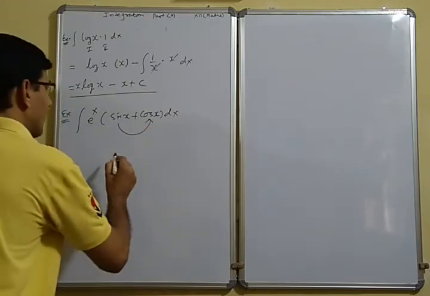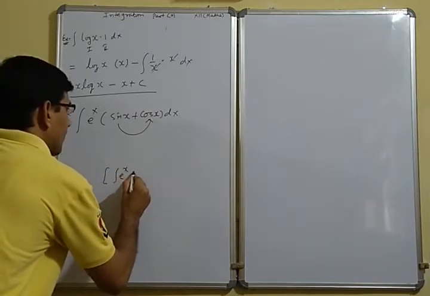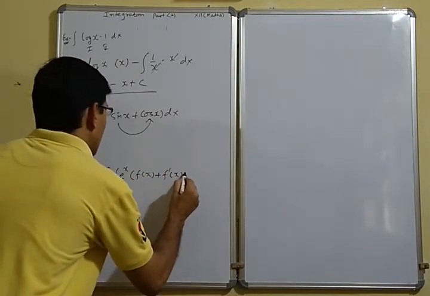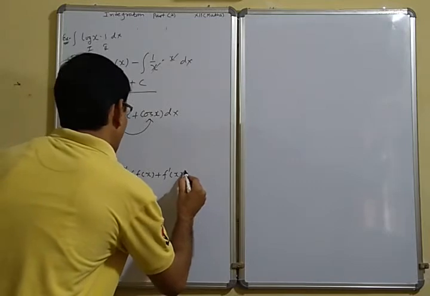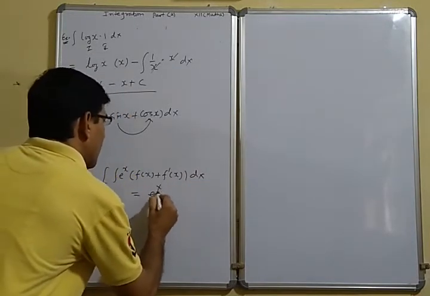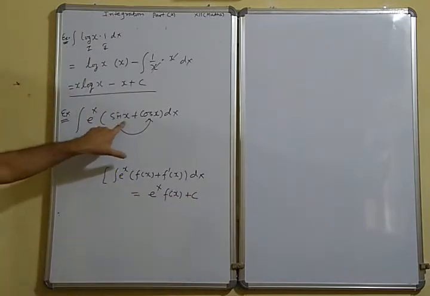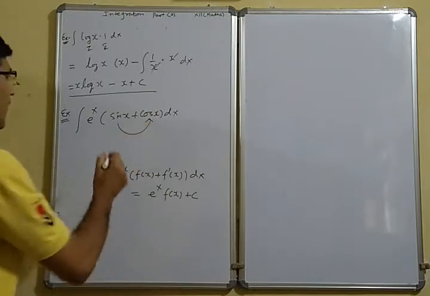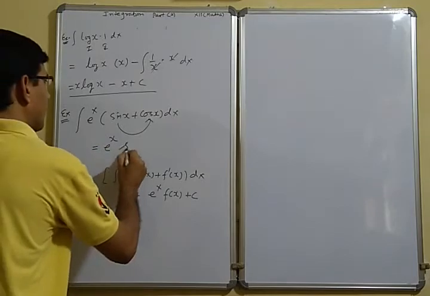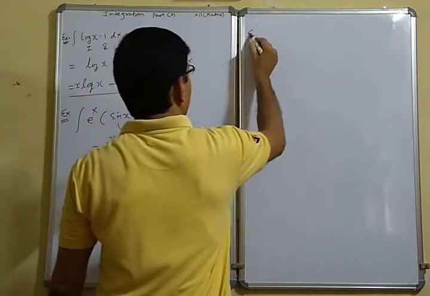Differentiation of sin x is cos x. So here we will mention the identity integration of e raised to power x fx plus f dash x dx, it becomes e raised to power x fx plus c. So differentiation of sin x is cos x, so we can write directly e raised to power x fx is sin x plus c.